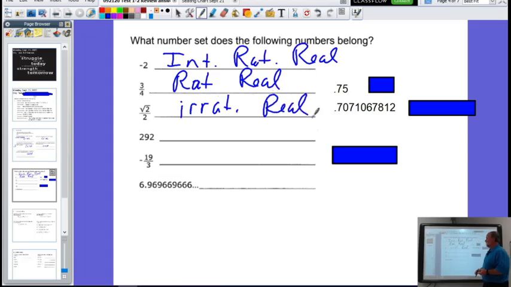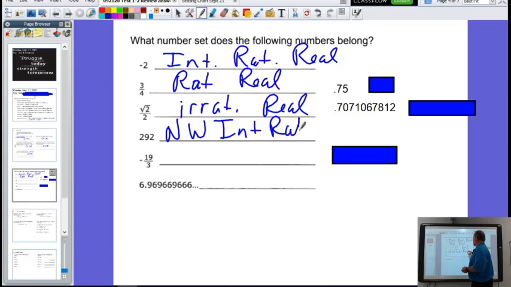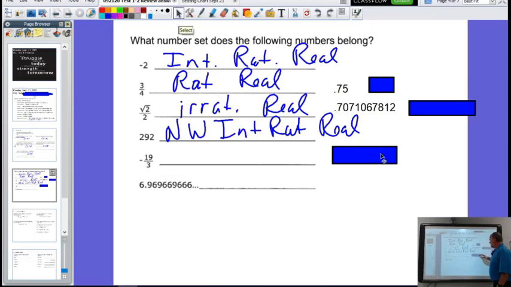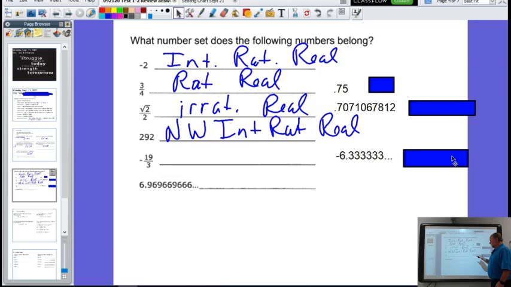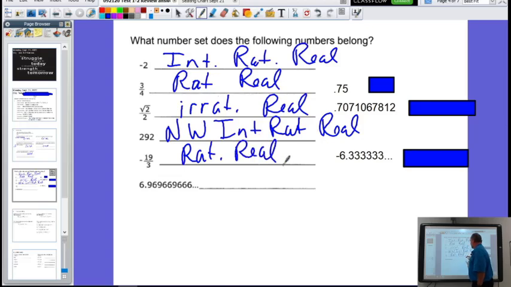Now, 292, well, that one is a natural number. So if it's natural, that means it's whole. That means it's an integer. That means it's rational. And it is real. Okay, negative 19 divided by 3. So you type in 19 divided by 3, and what you get is negative 6.333333333. Okay, so it's got decimal parts. So that means it's not natural, not whole, and it's not an integer. But is it rational? Yes, it is. Because remember, rationals are any repeating decimals. So this would be rational and real.